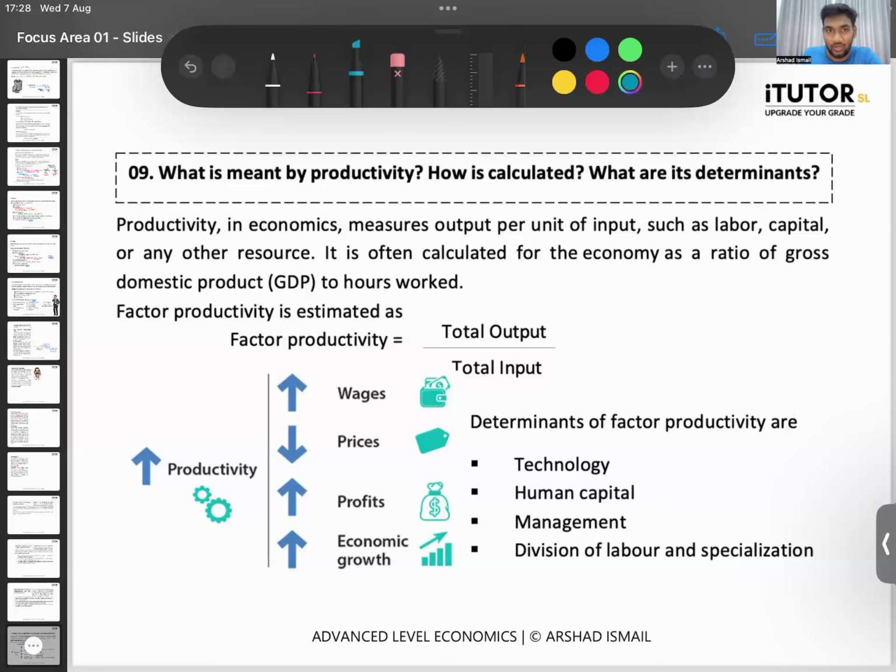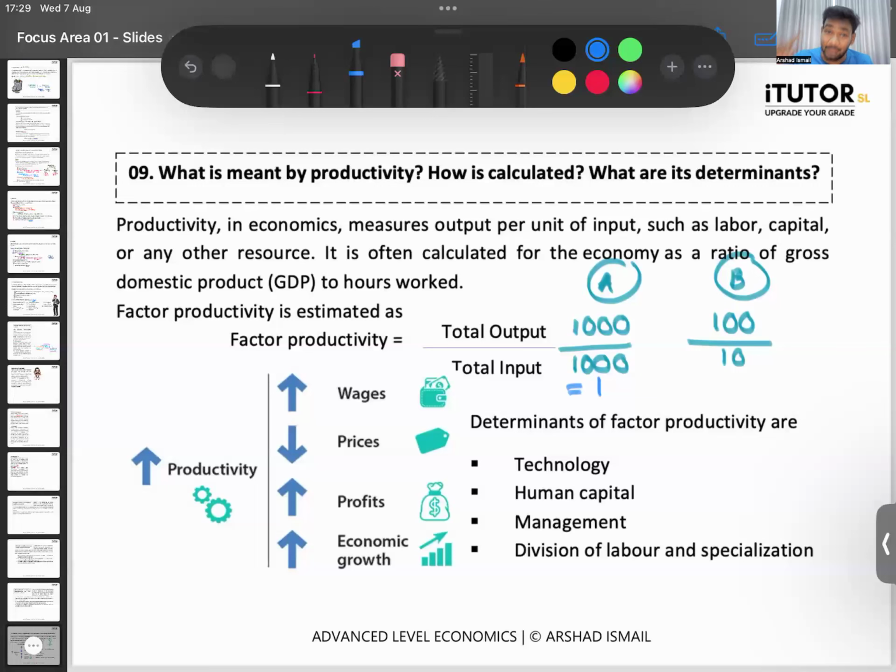For example, take a factory, let's say this factory is producing 1,000 t-shirts. This is factory A. Then there is factory B, producing 100 t-shirts. So it looks like factory A is much better. They are producing 1,000. But let's say factory A, to produce 1,000 t-shirts, is hiring 1,000 people. But factory B, to produce 100 t-shirts, is hiring only 10 people.